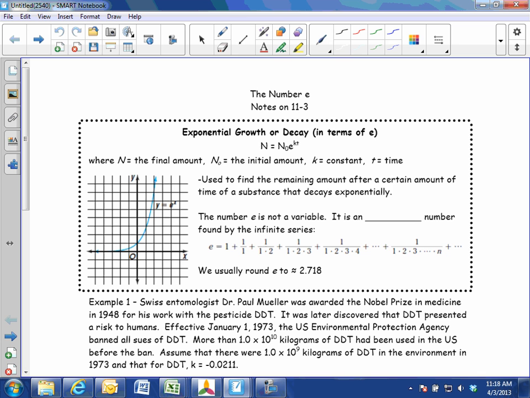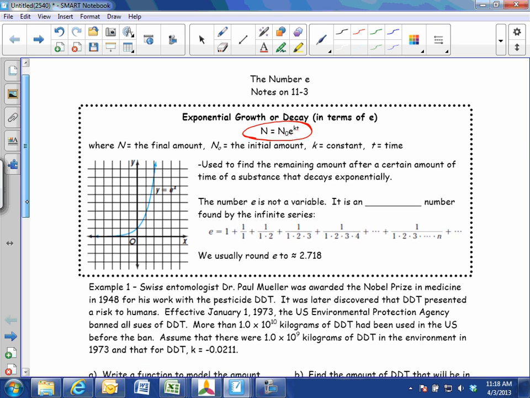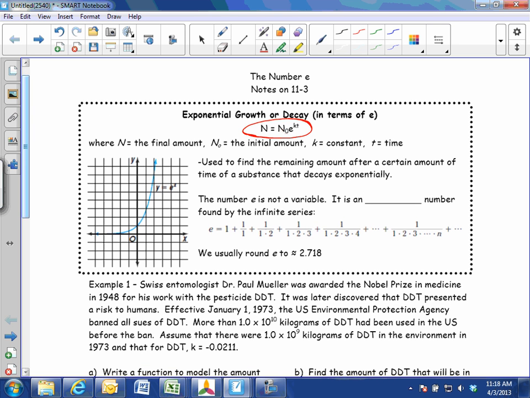So usually we use E when we're looking at exponential growth or decay because it's a lot easier to use E than the big long formulas we were using before, because you don't need as much information. We usually use E to find the remaining amount of a substance that decays exponentially. Instead of decaying at the same rate all the time, it either decays a whole lot at the beginning and then less and less, or much less at the beginning and then more and more. So, exponential decay or growth.